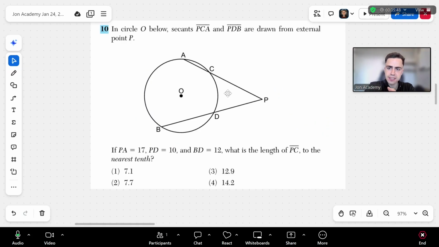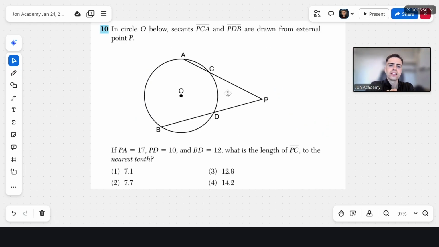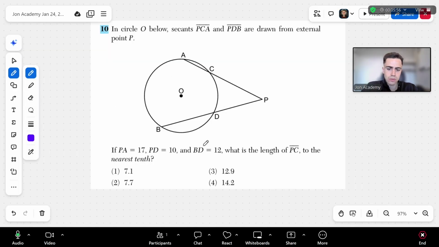Let's now go with number 10. We have a circle here and secants PCA and PDB are drawn. We are given some lengths here. So PD is 10, the one here. Then we have BD 12, the one here, and PA, which is the whole thing here, is 17. And we are asked about PC, which is the external part of this one. We can call it X.